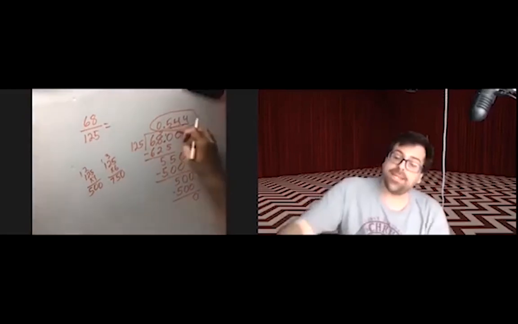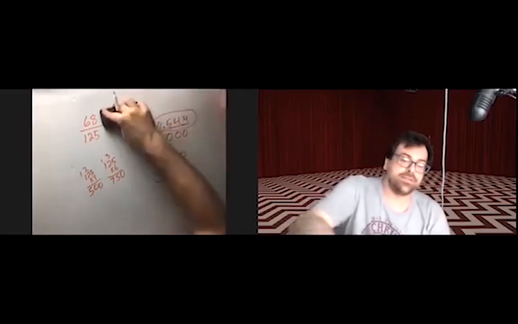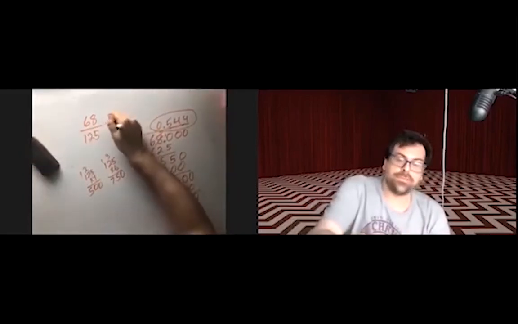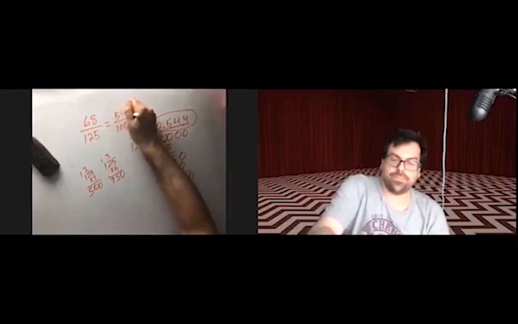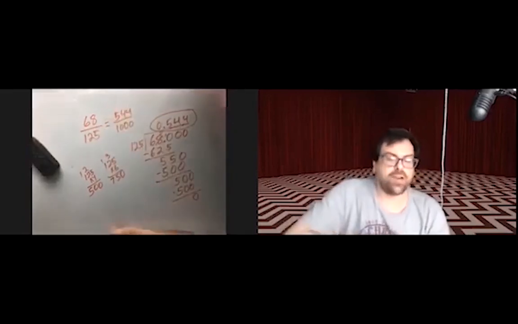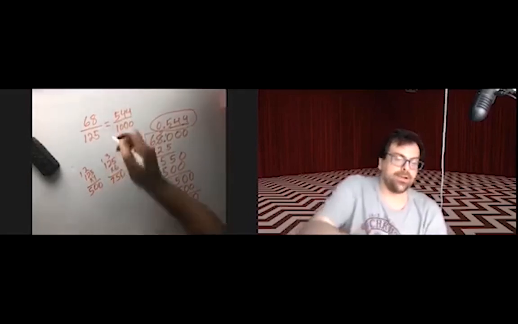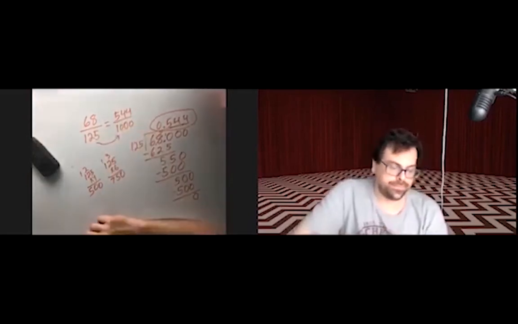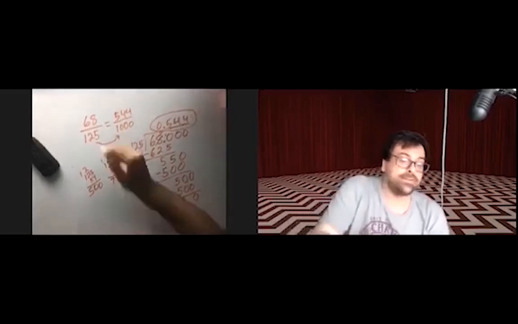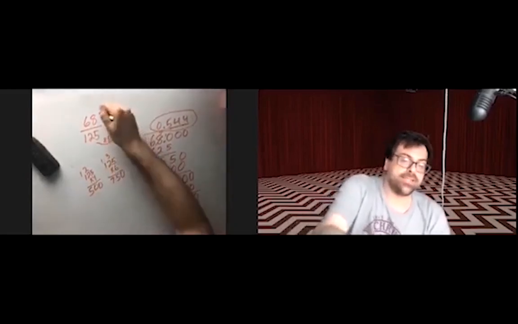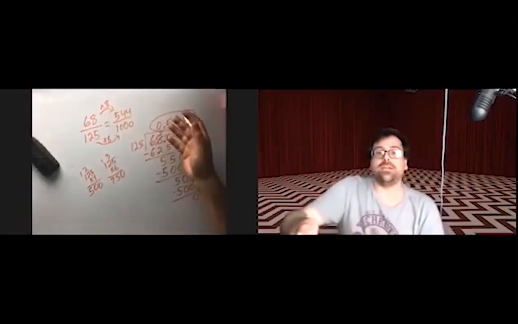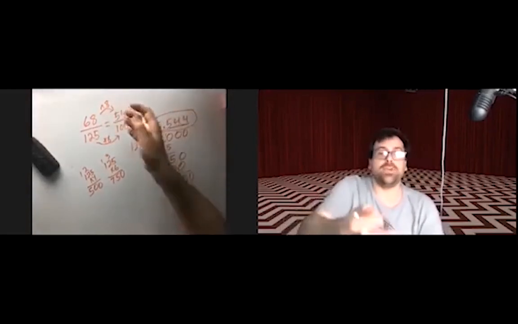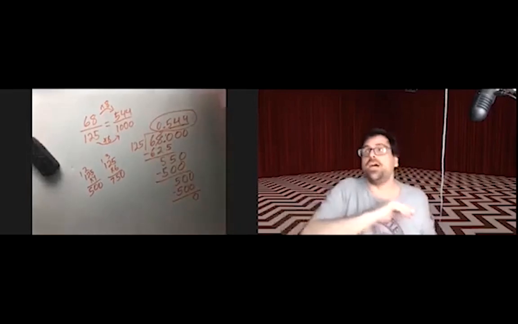0.544. That means tenths, hundredths, thousandths. These are equivalent fractions. There is some number, specifically 8, that gets us to our number. But we didn't need the trick. If you got the trick, great. Division got us there.